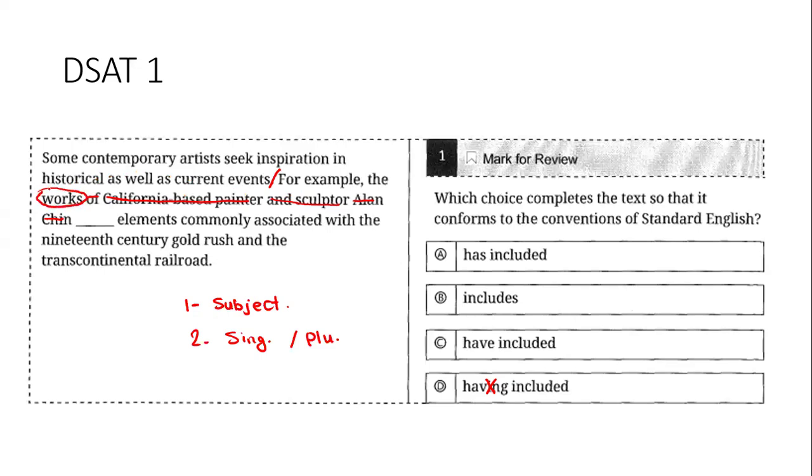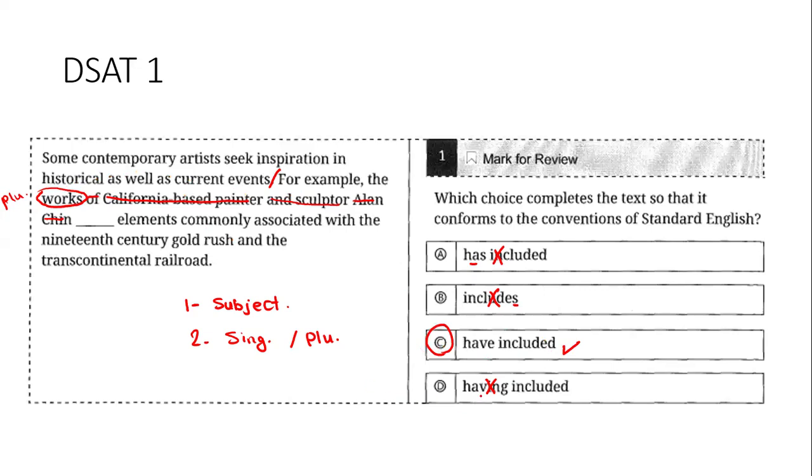And is this singular or plural? This is a plural word. So let's have a look at the choices. Has included is not right, because this is singular. Includes is not right because this is singular as well. Have included is the correct answer.